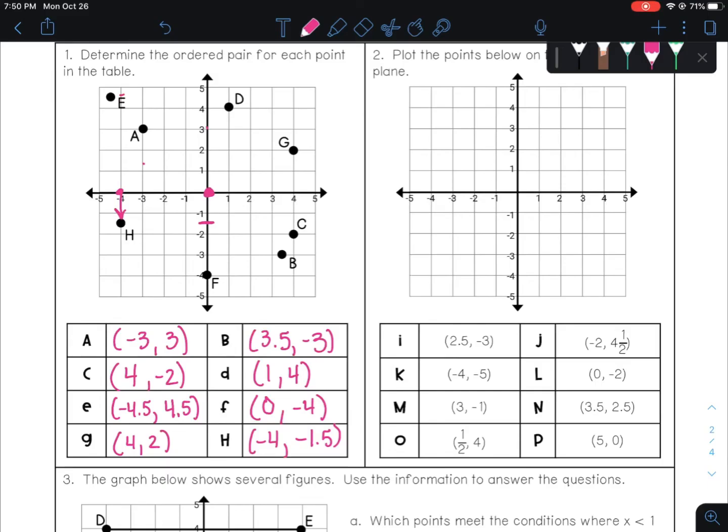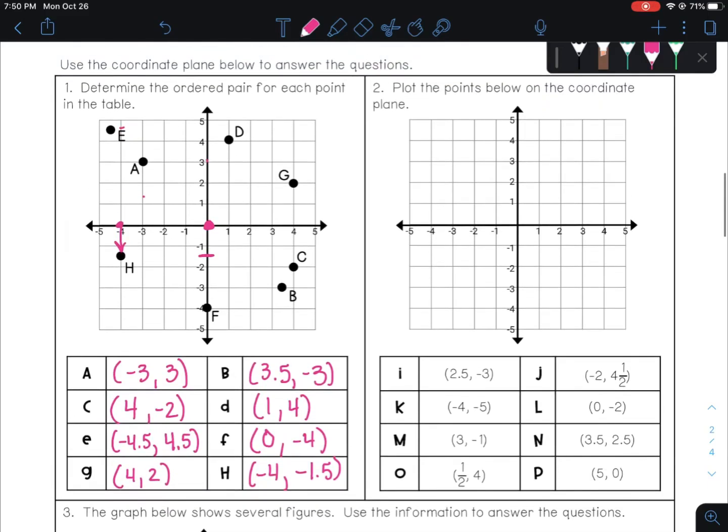Okay, and now let's do the exact opposite of this for our last example. We want to plot the points that are given to us. Okay, so here's the origin, 0, 0. All right, let's start with I. So 2.5, -3. So remember, we go left or right, then up or down. So I'm going to go over to the 2, but halfway to the 3. So that's 2.5. And I have to go to -3, so I have to go down. And that is point I. Okay, point K is -4, so I'm going to go over to the -4, and then -5, so down to the -5.